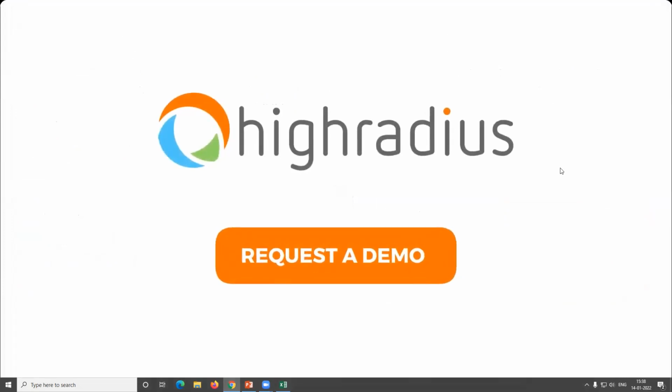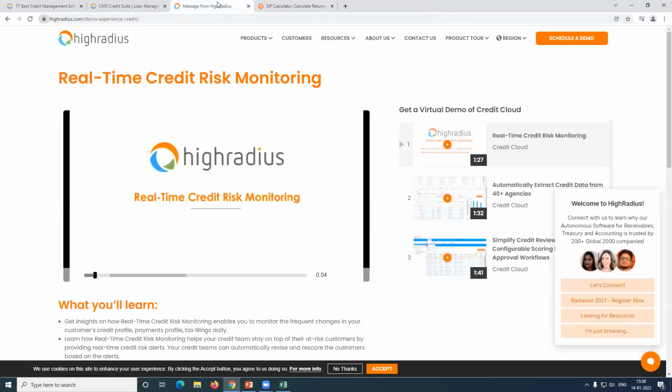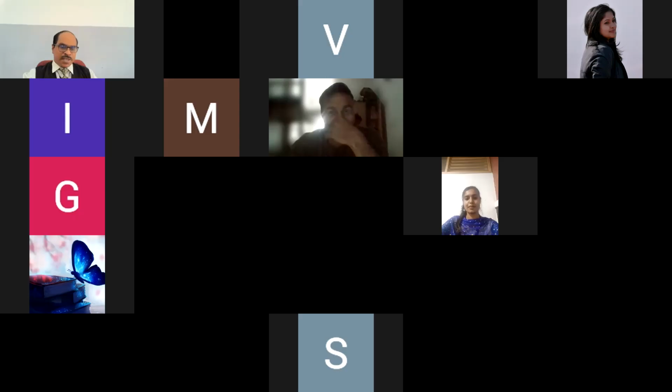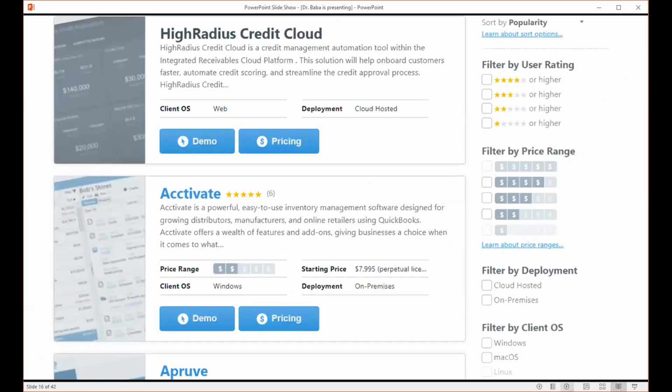Yes, you can see these are all the normal ones in which they have the credit rating system. So these are some of the advancements coming in credit rating. As a student, you must know the different software you can use for credit rating. That is why I have shown that. And of course, we have the HighRadius Credit Cloud, one of the software we have discussed.